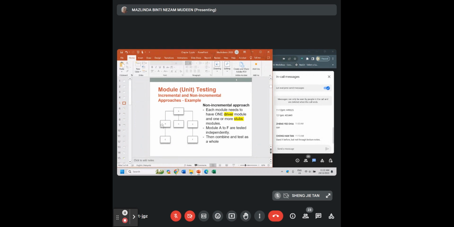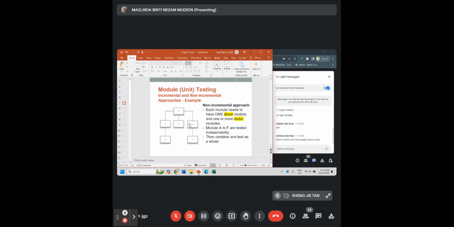So compared to the incremental approach, where we have a strategy to follow, in non-incremental there is no strategy, because each of these modules will be tested individually, then all these modules will be combined and tested as a whole system. That is the difference between the incremental approach and the non-incremental approach.